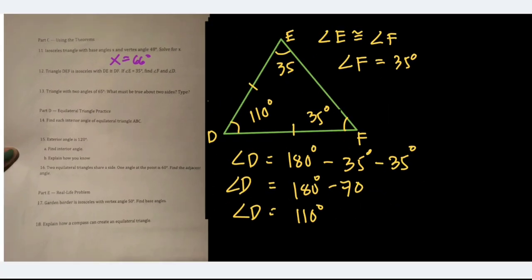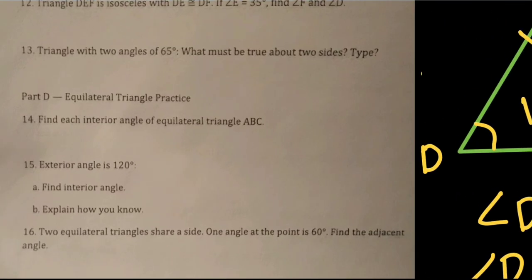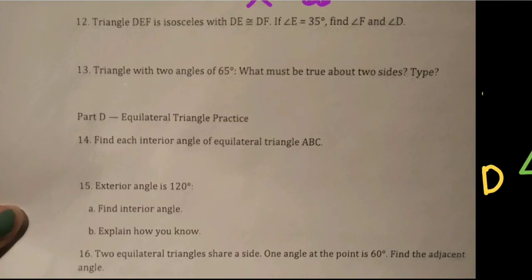You can take a screenshot of this. Number 13, triangle with two angles of 65. What must be true about two sides? Okay, so that means it's an isosceles triangle. The two sides, they are congruent.